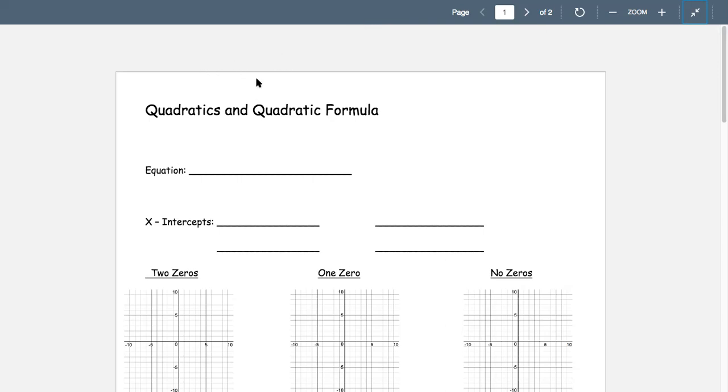All right. So our equation for quadratics is in the form of y equals ax squared plus bx plus c.